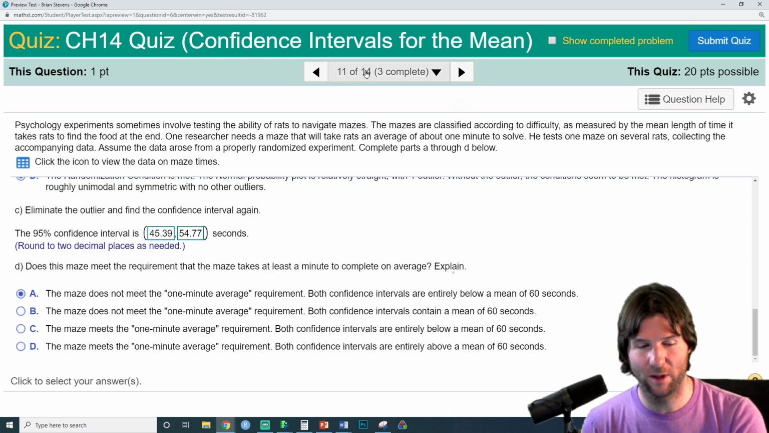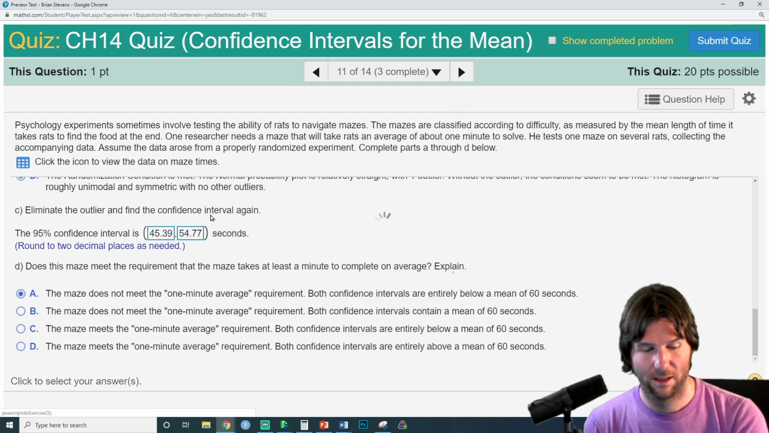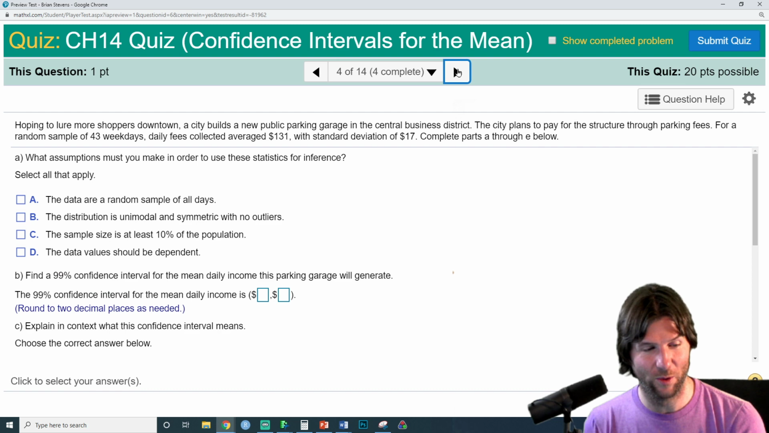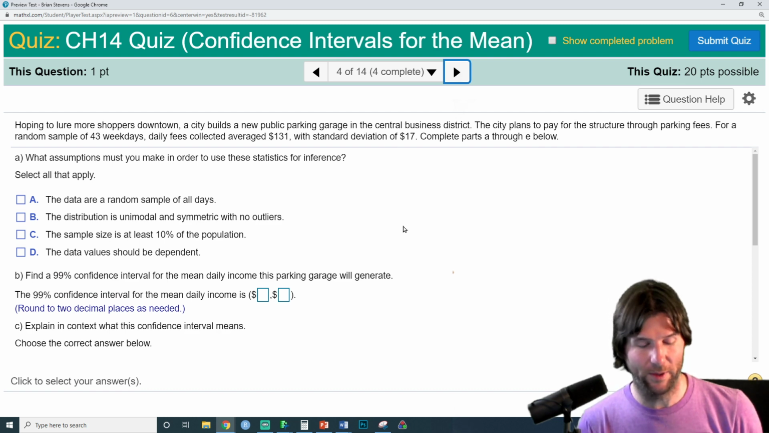I think, let's see here. Could you help me with the parking garage one? Let's do the parking garage one. You got it. Now there's sirens outside. You guys can probably get it right here. It's like hoping to lure them downtown. They do the following. Yes.